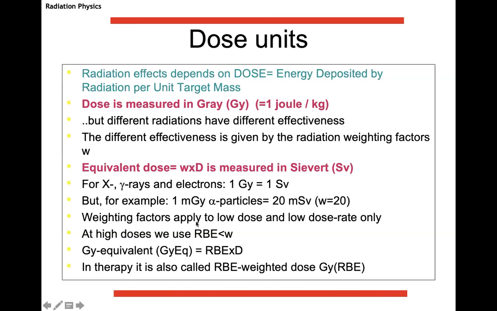We will see the weighting factors when we study radiation protection, not when we study radiation therapy, because these weighting factors are really designed for radiation protection purposes, so low doses. If we go to high doses, we have a different concept. We will use the concept of gray equivalent, which is essentially given by the product RBE times the dose, or RBE weighted dose. And this RBE is generally lower than the weighting factor. This we will see. The relative biological effectiveness depends on the dose.